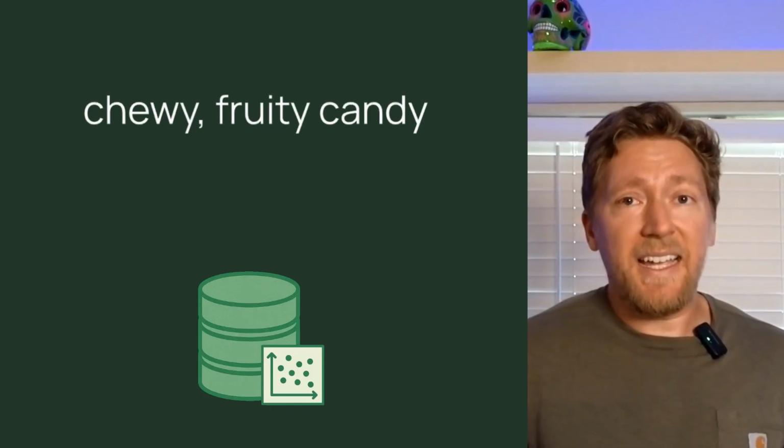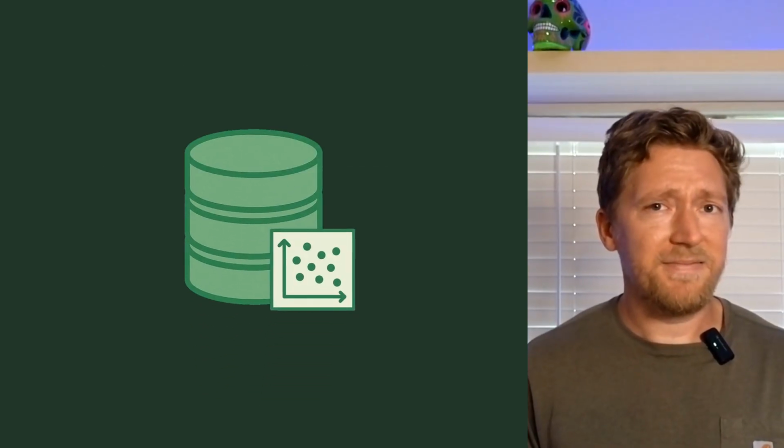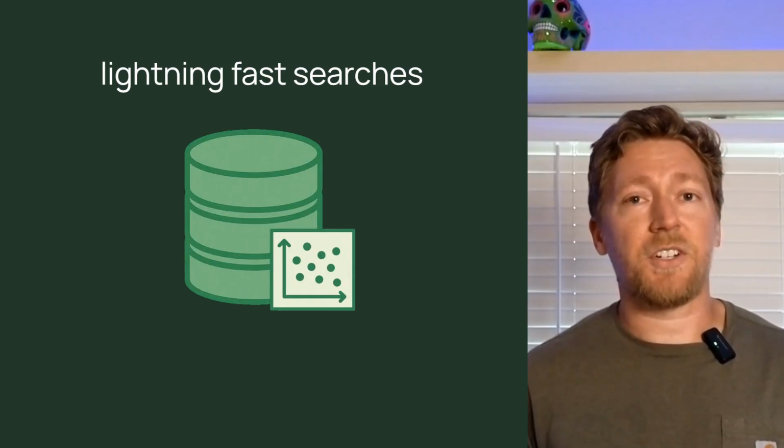And because we stored the metadata alongside our embeddings, when somebody searches for chewy, fruity candy, they don't get back a list of numbers. They get back Starburst and Skittles with descriptions they can actually use. The result? Lightning-fast searches that return meaningful results. Without indexing, you're checking every photo in the album. But with indexing, you jump straight to the right section.